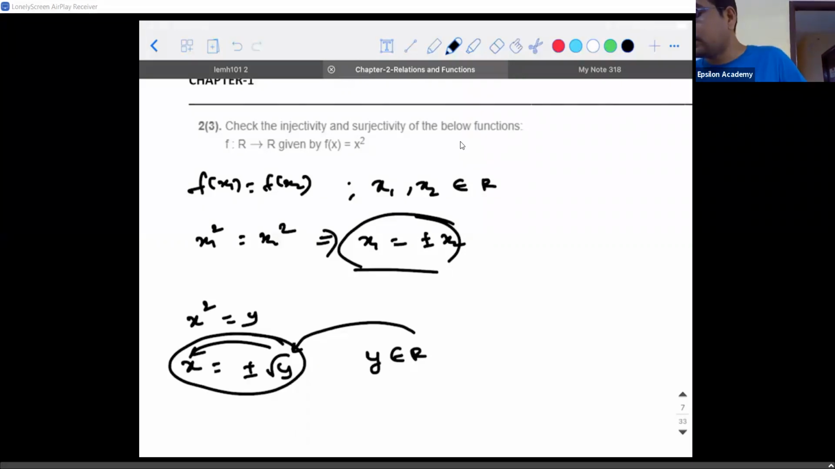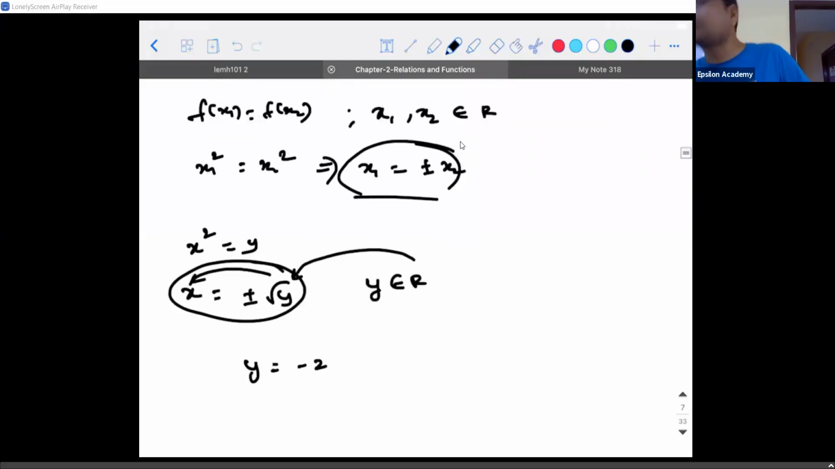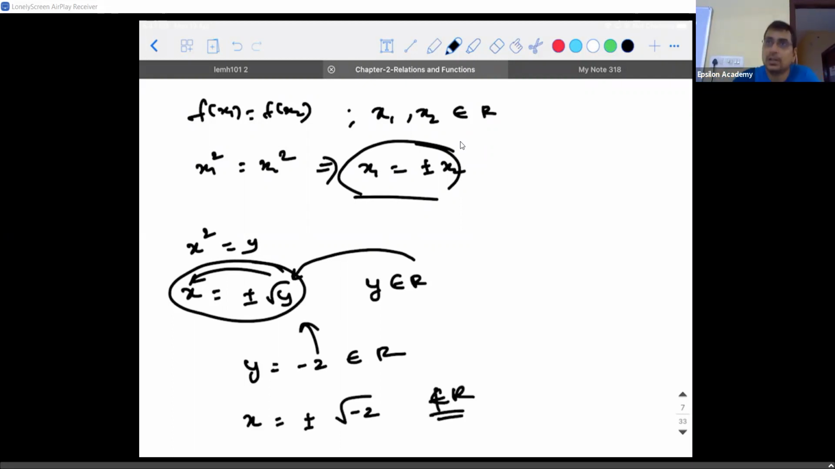Negative real numbers: I take y is equal to minus 2, which belongs to R, and substitute it here. x is equal to plus or minus square root of minus 2, which does not belong to the real numbers; it belongs to the complex numbers. Now I'll put the question in another way. For this function to become one-to-one and onto, what modification can you make in the domain and codomain?